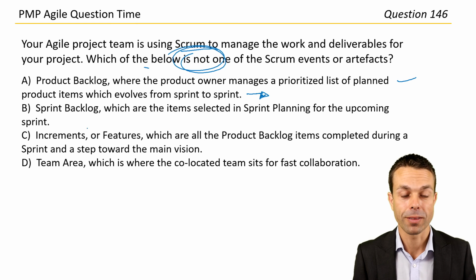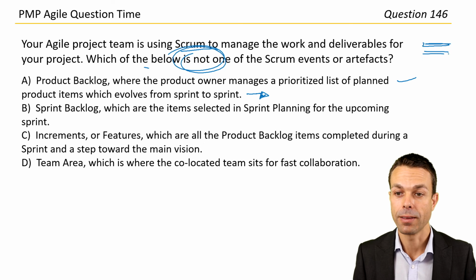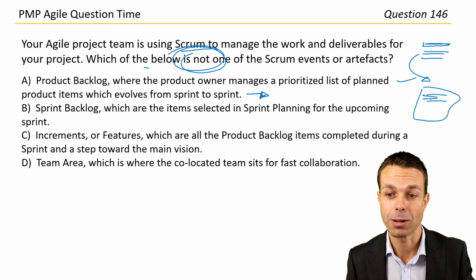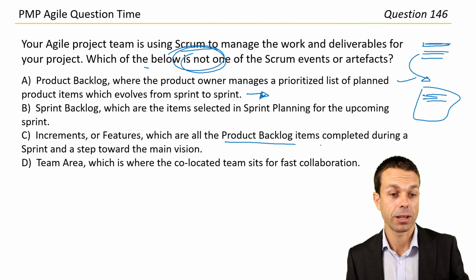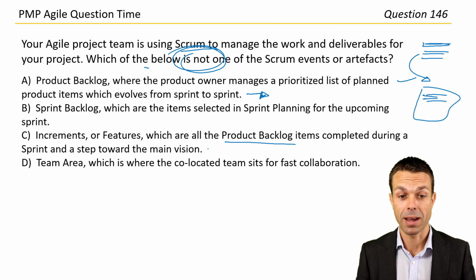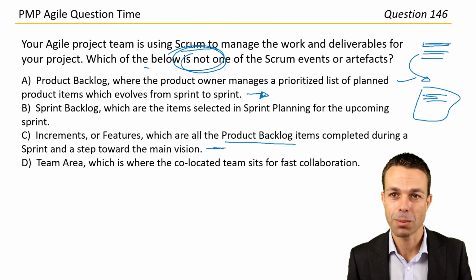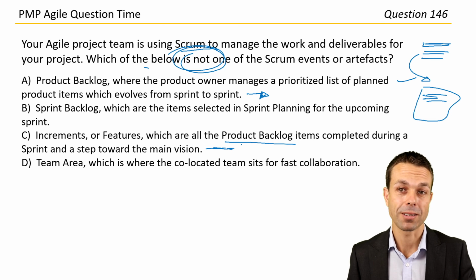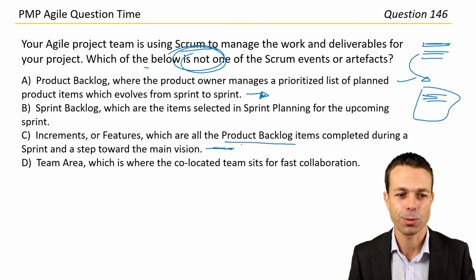The sprint backlog, that's what goes into the actual sprint. So we've got our product backlog, and some of those items might go into our iteration or our sprint, just depending on how much we can complete. Increments or features, which are all the product backlog items that can be completed during a sprint and a step towards the main vision. Potentially, yes. That's definitely a maybe, but I don't know if it's a Scrum in particular. So even though it's definitely Agile, and we'll usually demonstrate one of those increments or features at the end of a sprint review. So yes, that's a definite possible one as well.